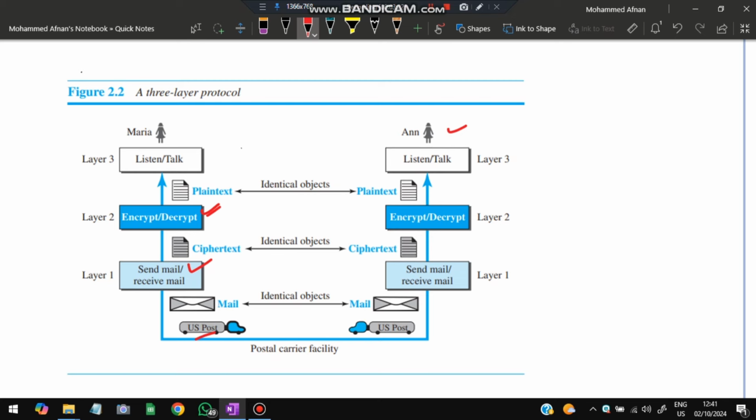Okay, so there are different layers here. See, normal talking is the first layer. They used to talk normally, right? But now since they are living in a different location, first they have to encrypt the data, then we have to send the mail, and the mail gets transferred in this layer, and then it gets decrypted, and then Anne will be able to get to know what Maria has written in the letter. Okay, so this is the three-layer protocol. Each of these is called a layer.